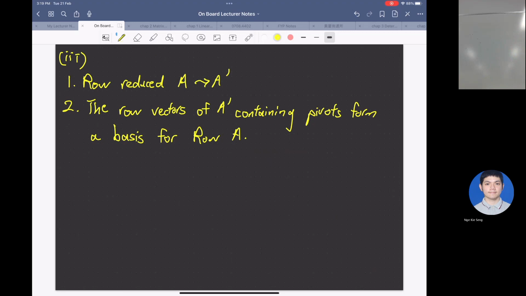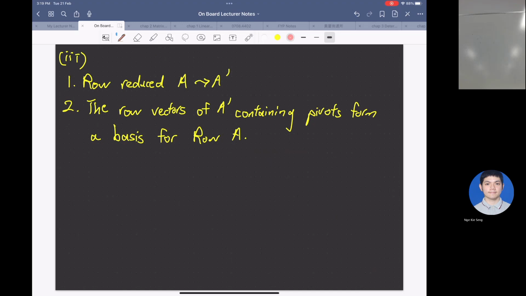Because when you do row reduction, you are multiplying a scalar to everything in the row, and then adding everything to the row. So the row is still inside the span of the original row vectors. That's why you can pick from the reduced matrix.